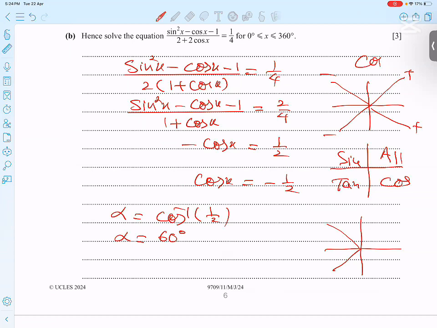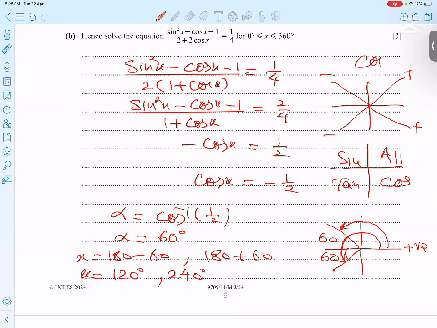60 degrees, I must make a line and x-axis. What's the rule of measurement? Start from the positive x-axis till the line. So 180 minus 60. So answer number 1, I get 180 minus 60, which is equal to 120. Second is from here till here, 180 plus 60. And I believe you got the point very clearly, and we got 240.